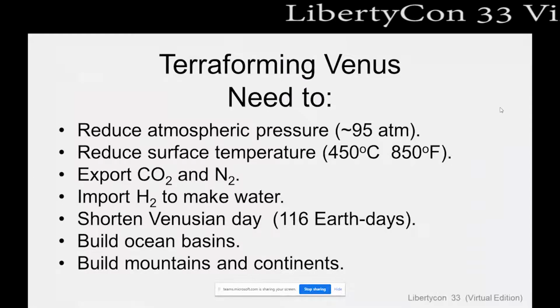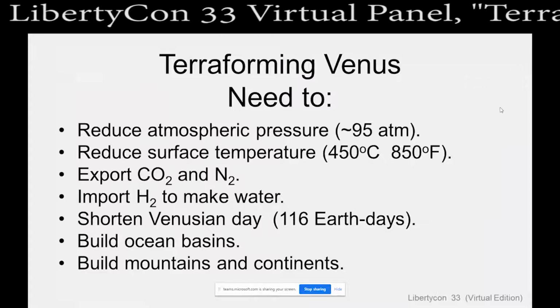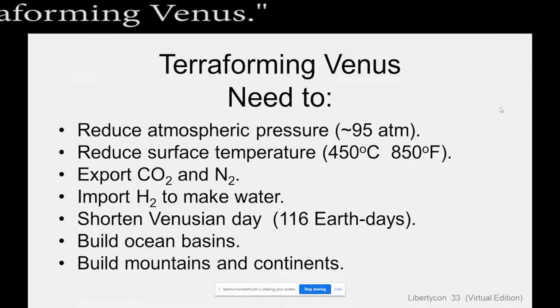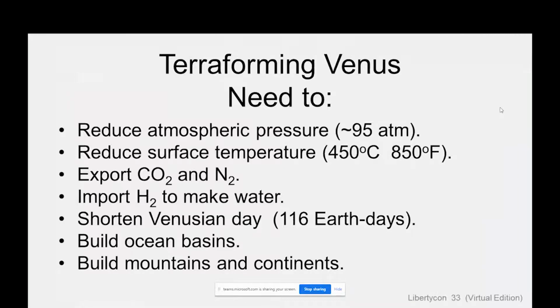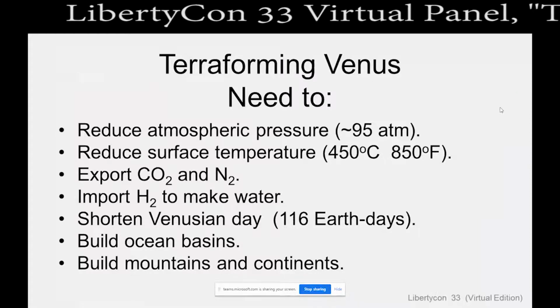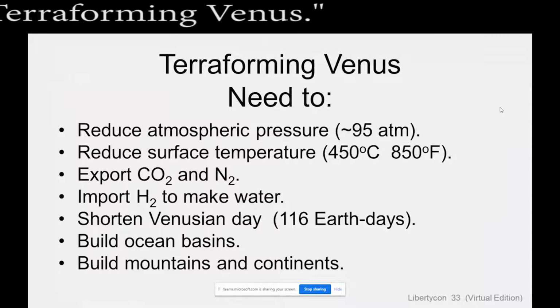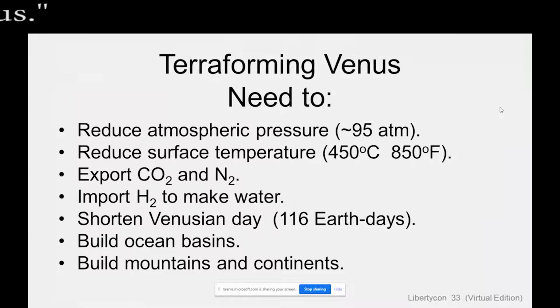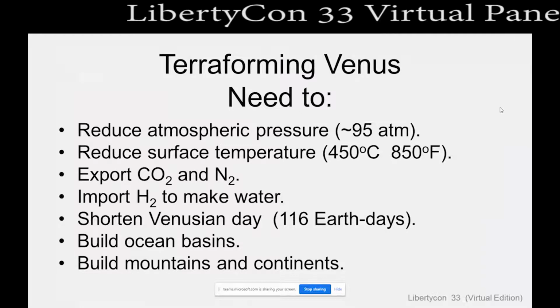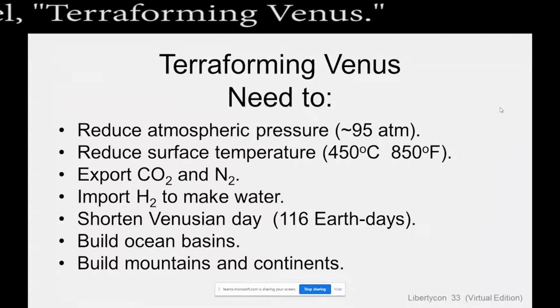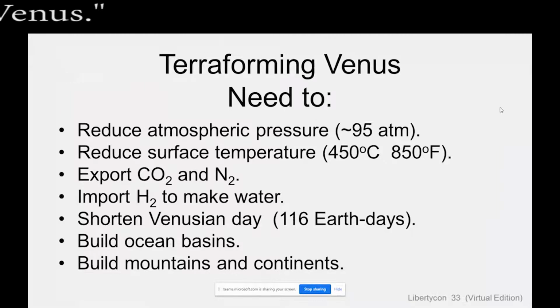In order to terraform it, we're going to have to deal with the massive amounts of CO2 in the atmosphere. And actually, nitrogen turns out to be a problem. It's got 3 to 4 times as much nitrogen as Earth does. It's a small part of the atmosphere just because there's so much CO2. We're going to have to import a lot of hydrogen in order to make water. Water is relatively important for a habitable planet. Shorten the Venetian day, again, 116, 117 Earth days. It's hard to imagine how that world would actually work. And then we might want to resculpt the planetary surface to build ocean basins and mountains and continents.